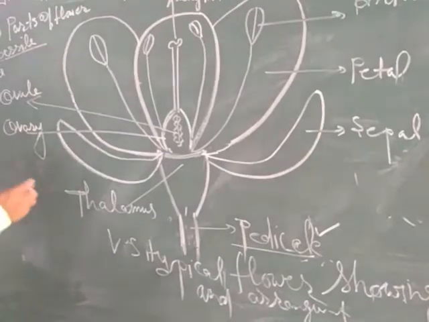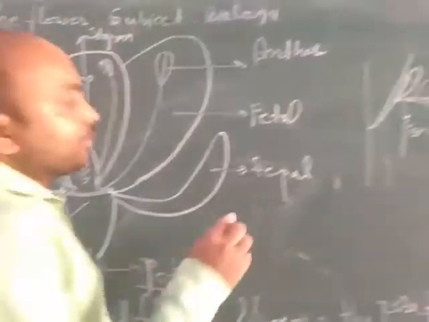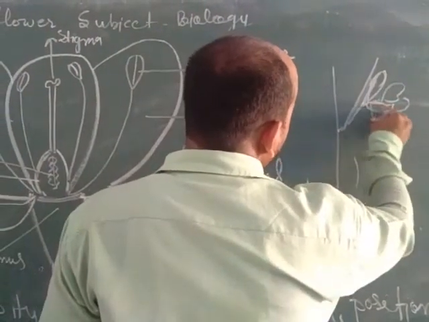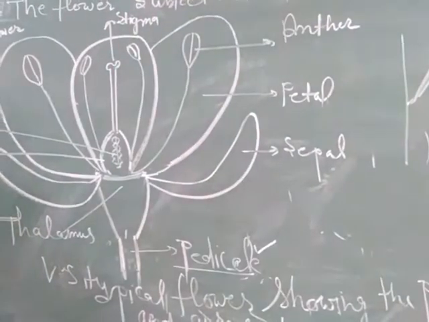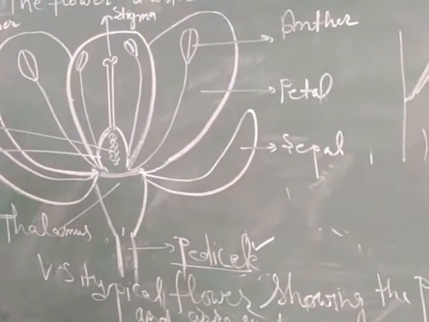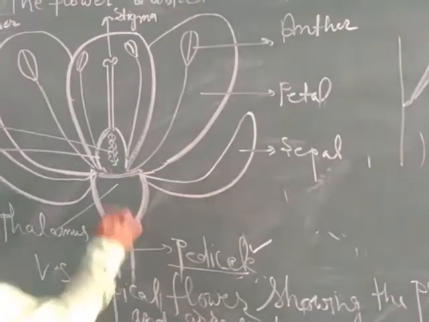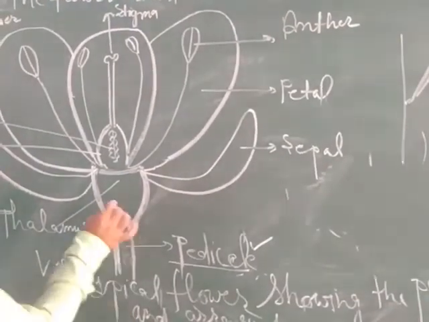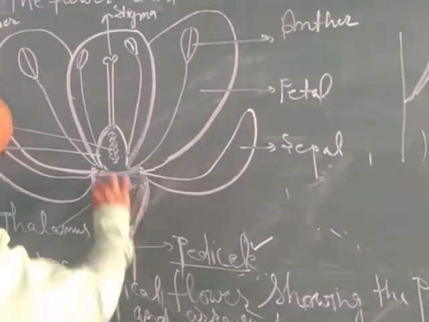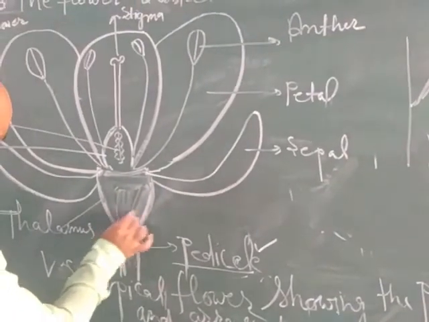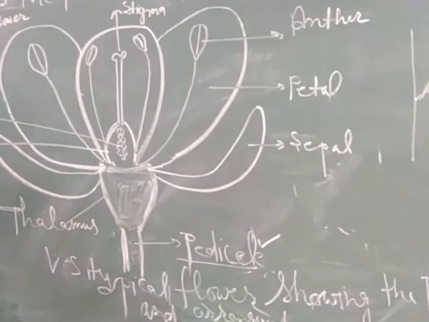Sometimes the pedicel may bear tiny leaves. This is called bracteolate. Now we come to the swollen part of the flower above the pedicel. This is called thalamus. Thalamus is the part of the flower on which all floral parts are attached directly.